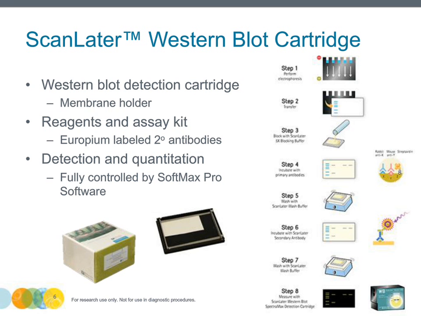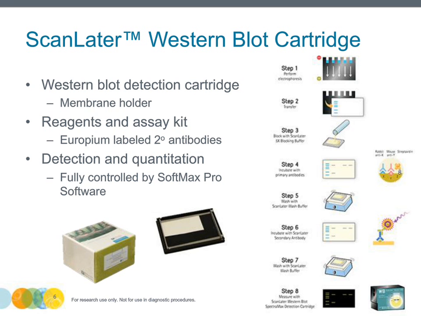Step four, incubate with your own primary antibody of interest. Next step would be to wash, and again, we offer a wash buffer that works really well with the system, or you have the option to use your own. Step six is to incubate with our ScanLater secondary antibodies. Again, these are europium-labeled antibodies. We have several available now, including goat anti-rabbit, goat anti-mouse, donkey anti-rat, donkey anti-goat, plus a streptavidin-labeled europium if you have biotin-labeled proteins of interest.